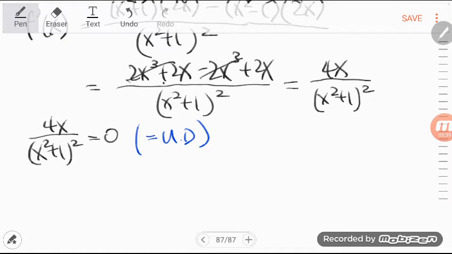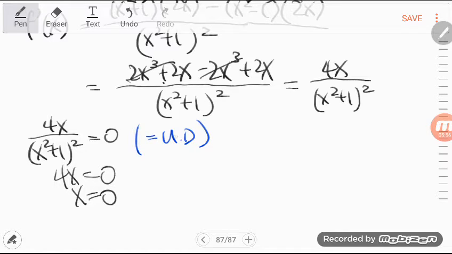My numerator will never be 0. Also, I'm sorry, my denominator will never be 0. So which means it has to be 4x equals 0. Which means x has to be equal to 0.